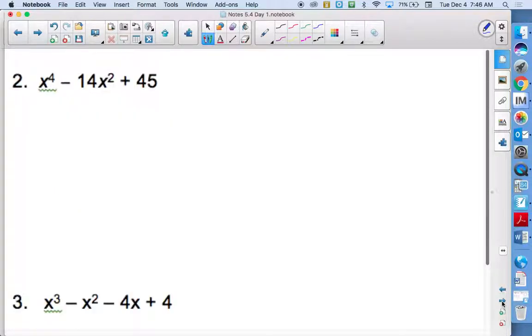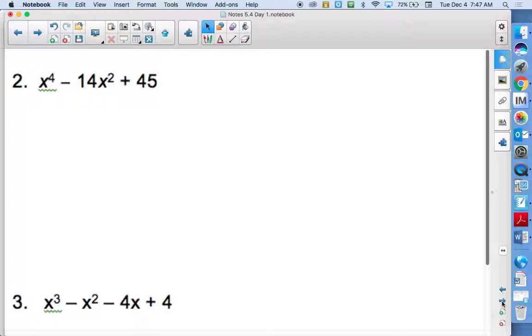So number 2 is different from 1 and 3 on here. Number 2 is a trinomial. So a trinomial is 3 pieces. But it has an x to the 4th instead of having x squared. We're used to factoring with x squared, ax squared plus bx plus c. So this is now x to the 4th, and then 14x squared, and then plus 45. Anybody have a suggestion about how you'd start factoring that?